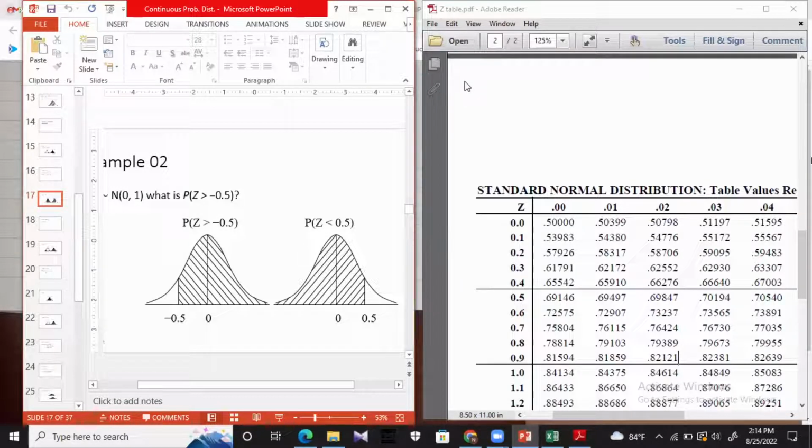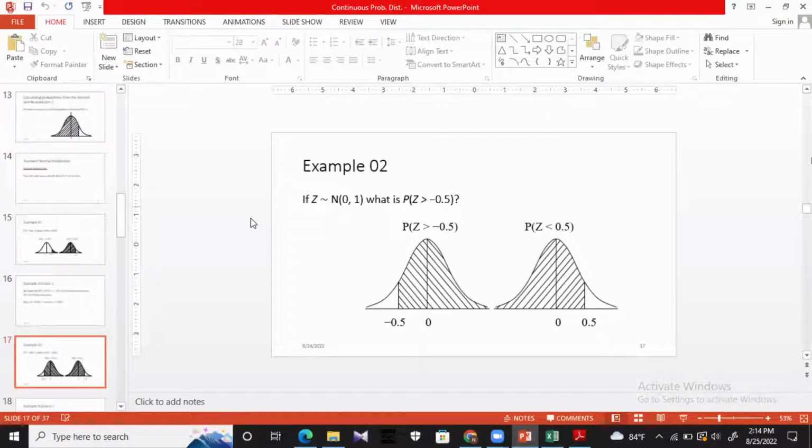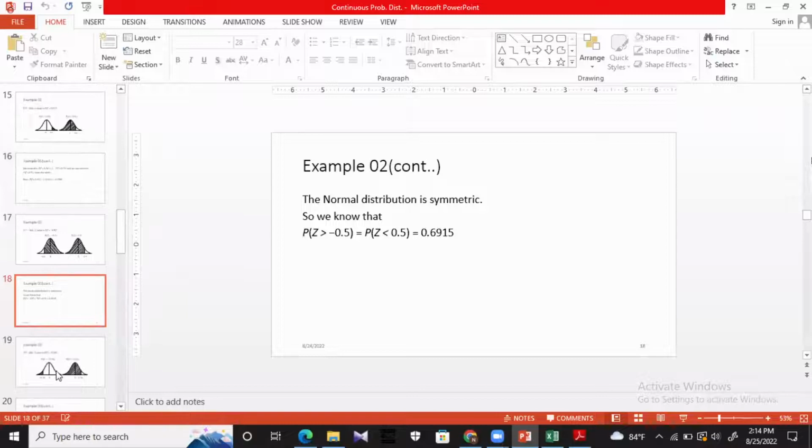Did you find the probability? Please tell me the answer. That should be what? 0.69146. No? Did you understand that example too? Yes or no? Please tell me.